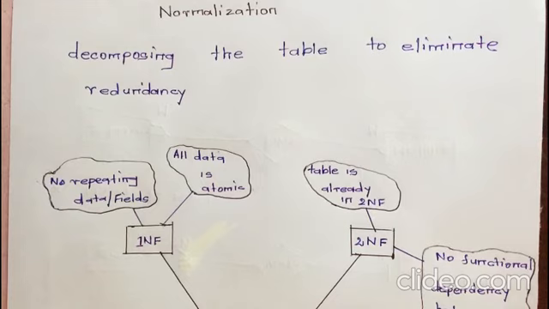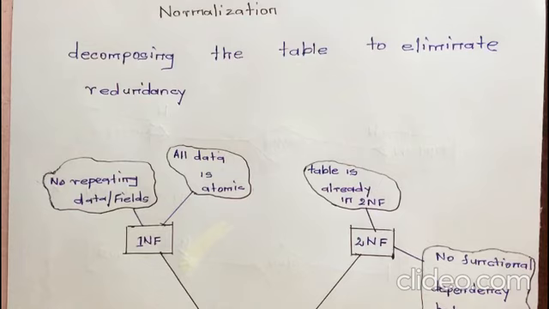Today we are going to learn about normalization in database design. Normalization is decomposing the table to eliminate redundancy. It's a database design technique that organizes the tables in a manner that reduces redundancy and dependency of data.